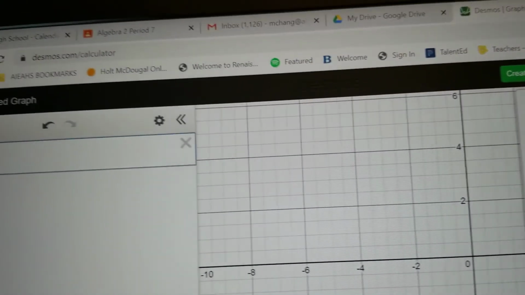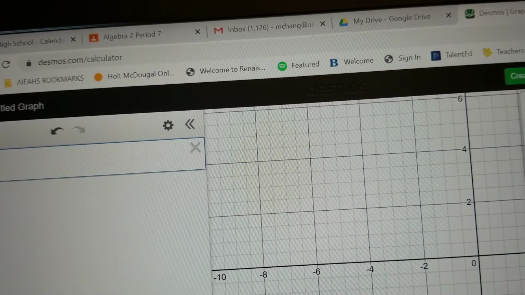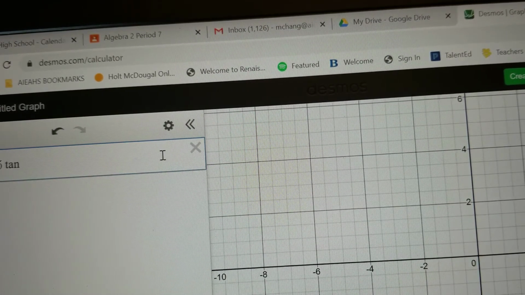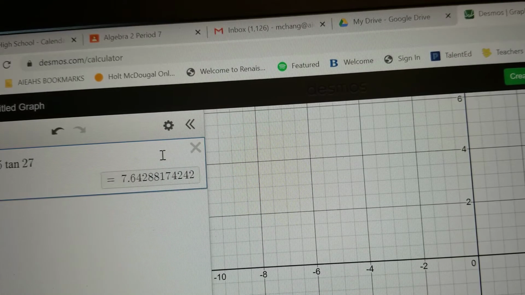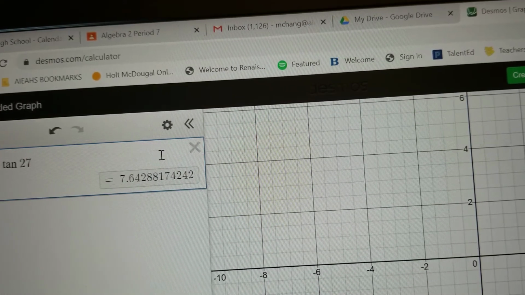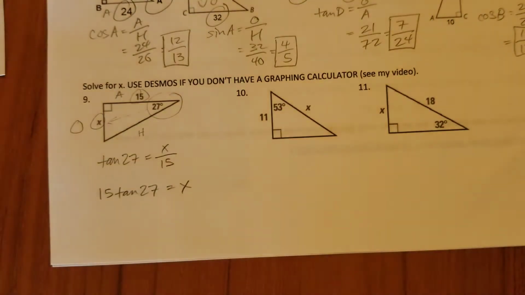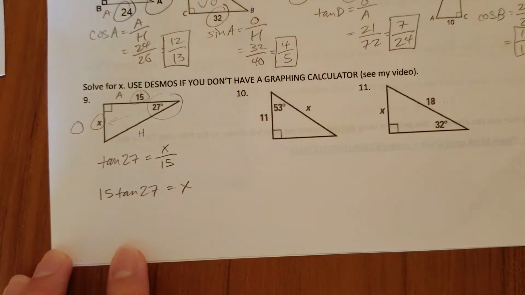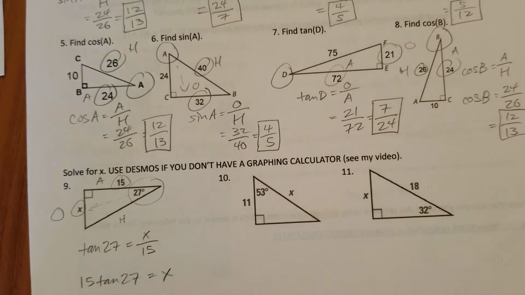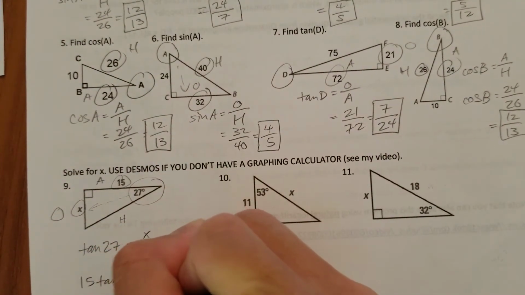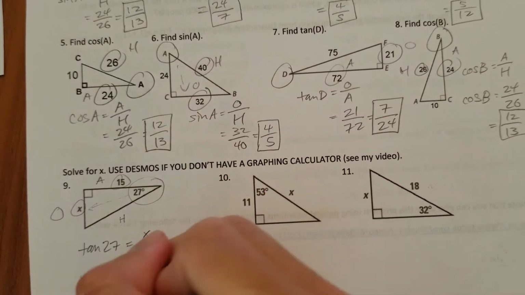This is the other option if you don't have a graphing calculator. We're just going to type in 15 tangent of 27. What I have there is 7.642. I'm just going to round to the nearest hundredth. So x is approximately 7.64.